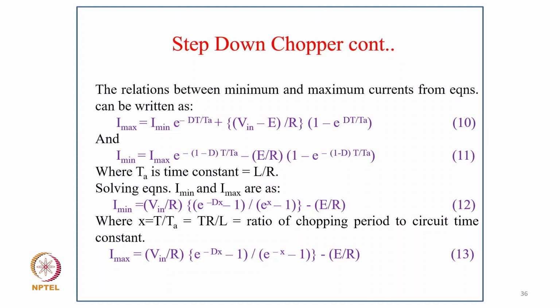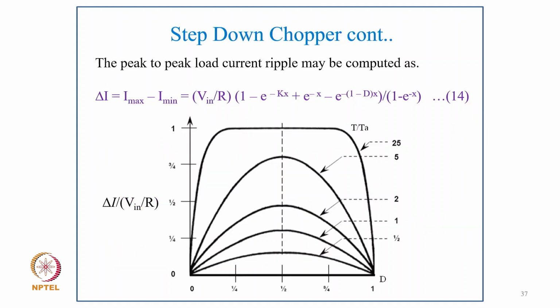So I minimum is V in upon R into in bracket (e to power minus dx minus 1) divided by (e to power x minus 1) minus E upon R, where x is T upon Ta or T R upon L, the ratio of chopping period to the circuit time constant. So I max equal to V in upon R (e to power minus dx minus 1) divided by (e to power minus x minus 1) minus E upon R.